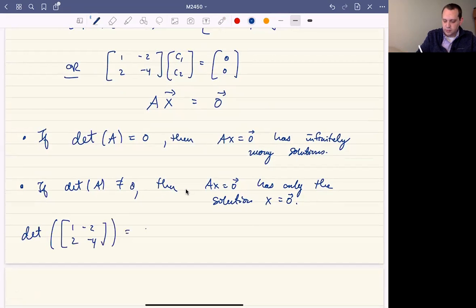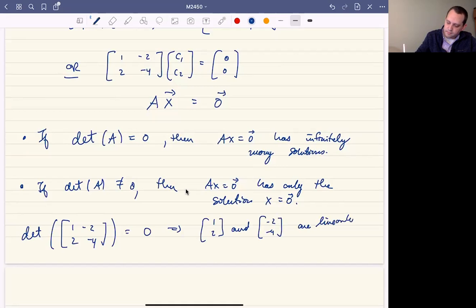And of course, this determinant will be 0 because you get -4 minus a -4, so that's 0. And that implies that the vectors (1, 2) and (-2, -4) are linearly dependent. And maybe you saw that right away, that one of them is a multiple of the other.